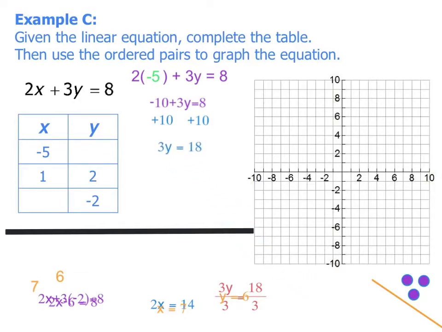So now I've got a one-step equation. 3y equals 18. And I know how to solve this. I'm going to divide both sides by 3. And when I do that, 3 divided by 3 is going to cancel out to leave me a y, and 18 divided by 3 is equal to 6. So y equals 6. So I know that when I substitute in my -5, I get 6.